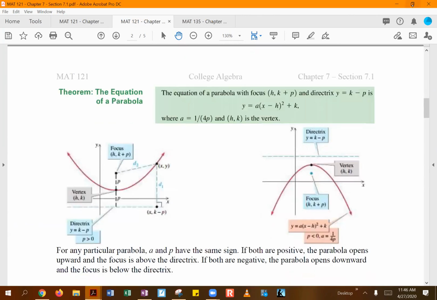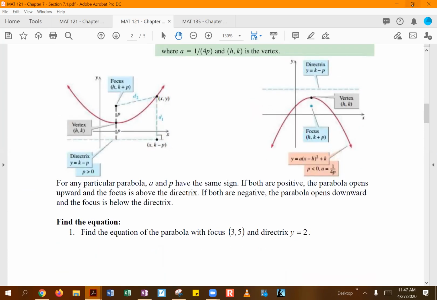Now, if it is a parabola that opens downward, kind of like the image on the right-hand side, then you will see our focus is going to be beneath our directrix, okay? So if it opens up, the focus is going to be above the directrix.